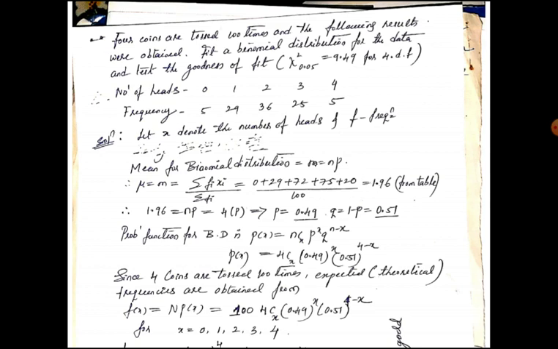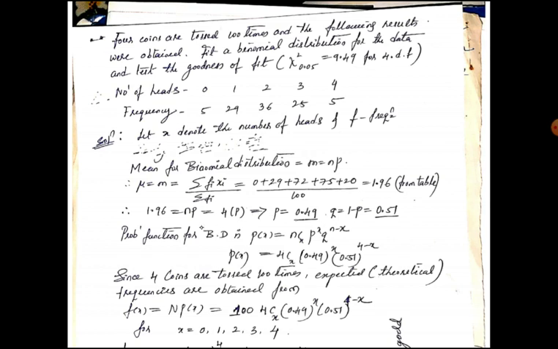Now mean for binomial distribution is m equal to n into p. So 1.96 is equal to n times p. Here n is equal to 4. So from this you get p equal to 0.49 and q equal to 1 minus p, which is 0.51. Now this example is tossing a coin, so getting head or tail is 50-50 chances. You can even directly take p equal to 0.5 and q equal to 0.5. But when you use 1.96, you get p as 0.49. It is almost equal to 0.5.